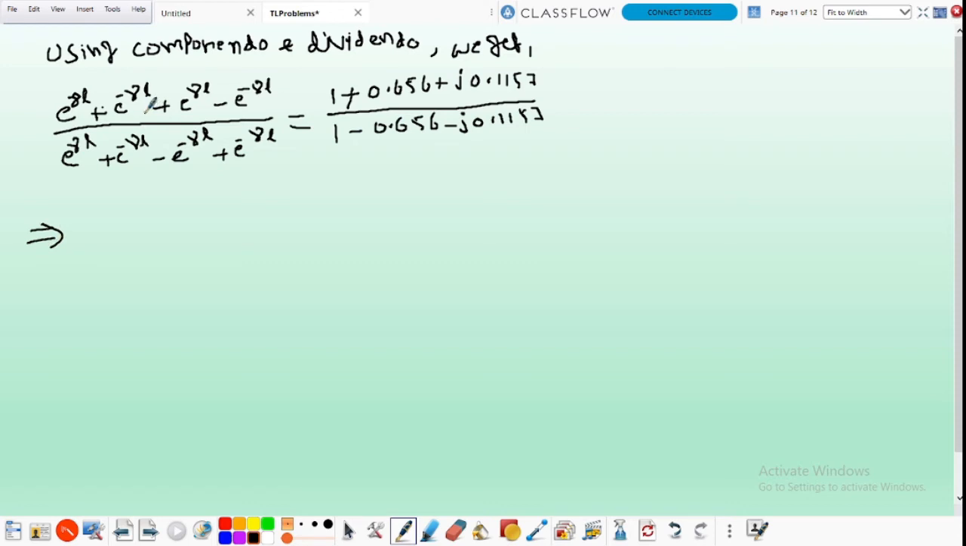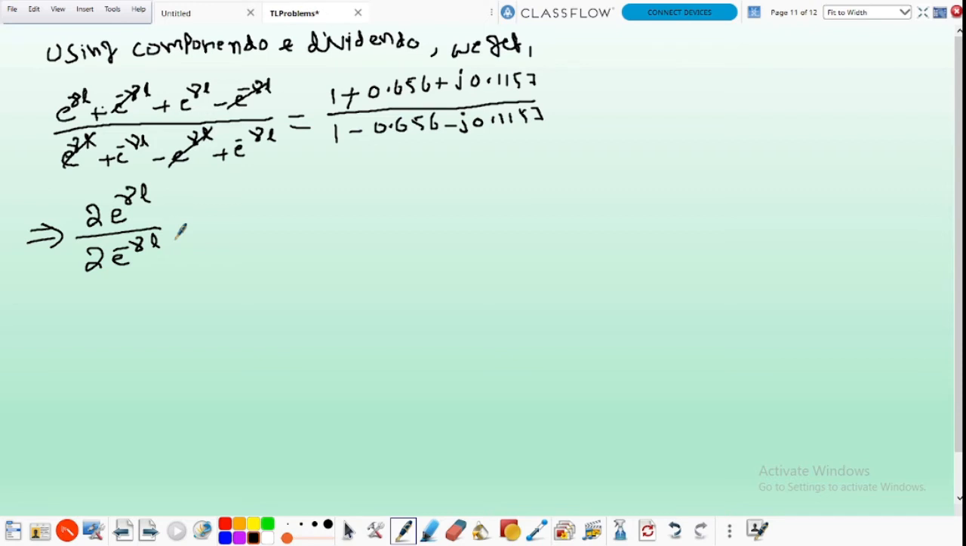On the LHS, in the numerator, e power minus gamma L plus e power minus gamma L is cancelled. In the denominator, e power gamma L and minus e power gamma L is cancelled. The remaining numerator term is e power gamma L plus e power gamma L, 2 e power gamma L, and the remaining denominator term is e power minus gamma L plus e power minus gamma L, 2 e power minus gamma L.